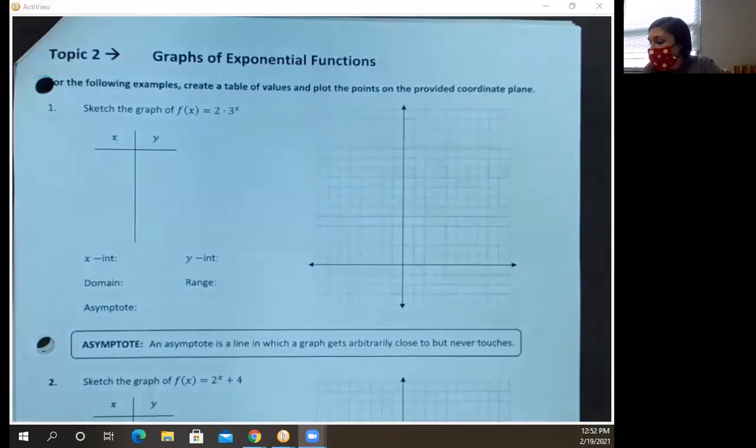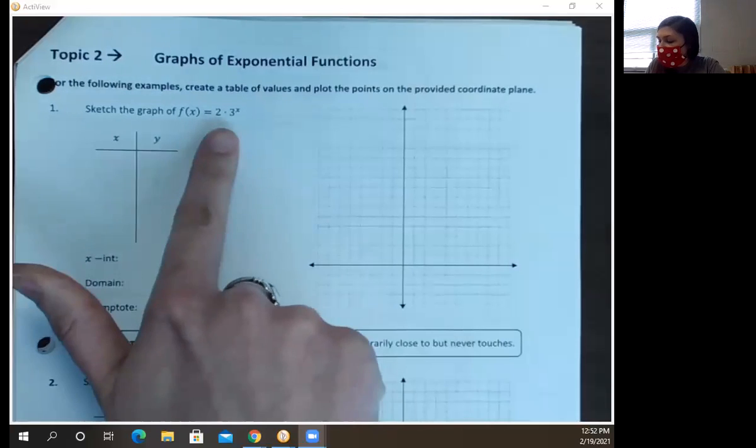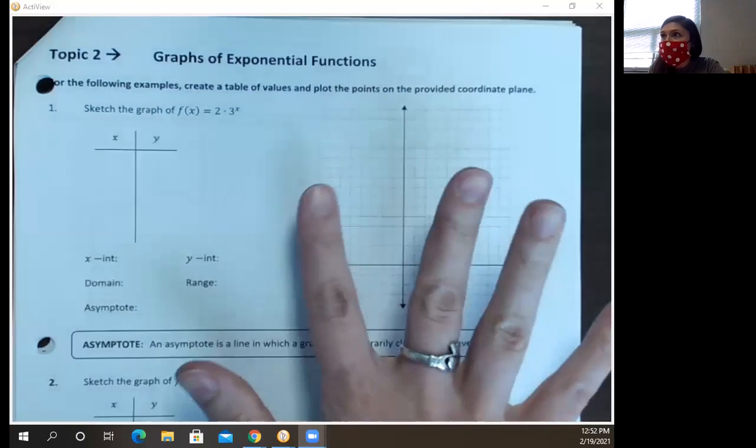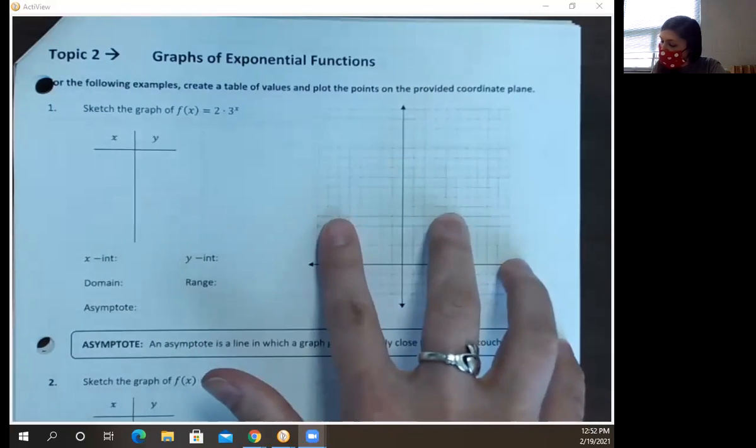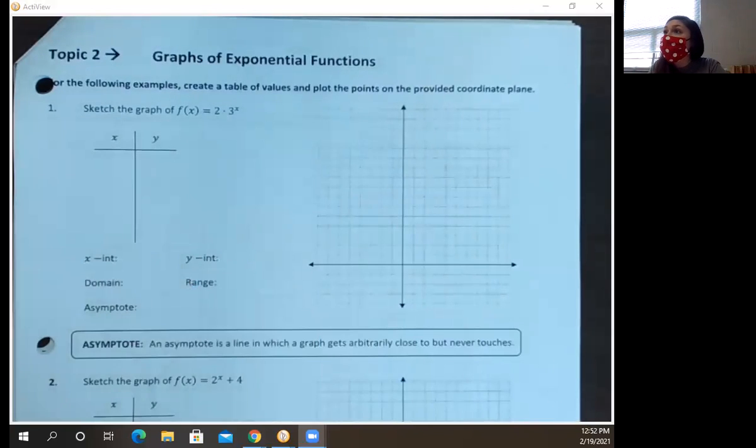So for our exponential functions, when we look at the graphs today, we're going to have a function. We're going to look at the actual picture of our graph that we're going to create, and then we're going to talk about a couple key features for these graphs. A lot of them are going to be similar to things that we saw with linear functions in our last semester.